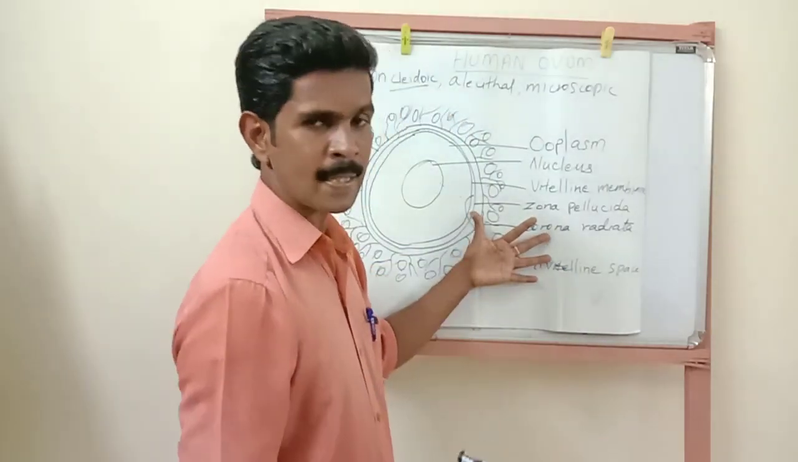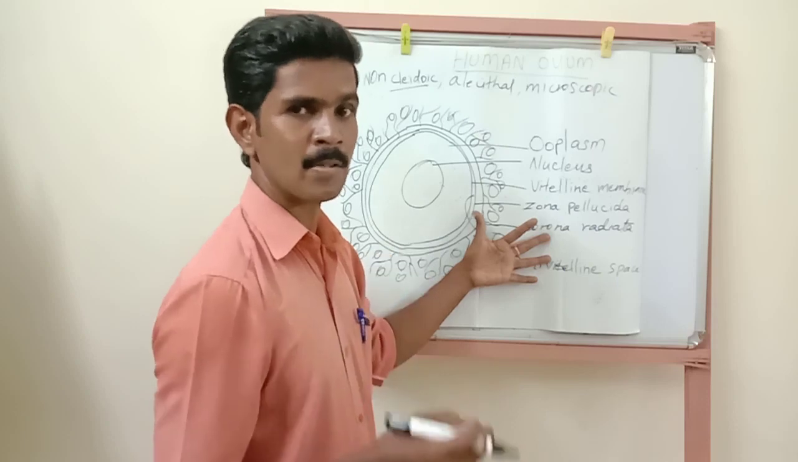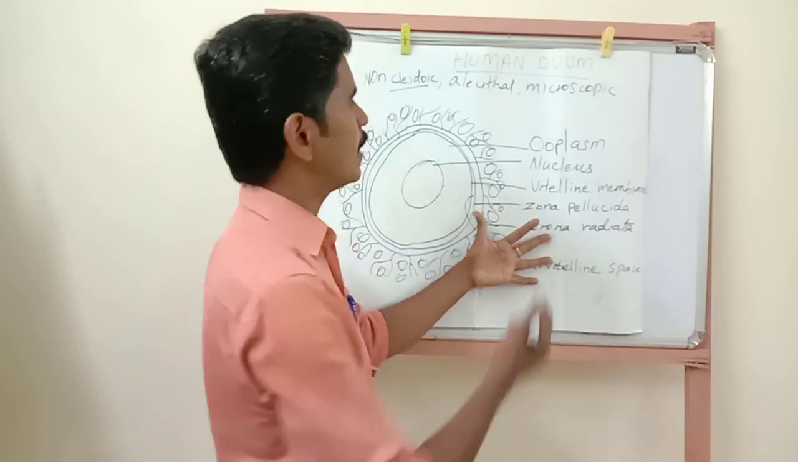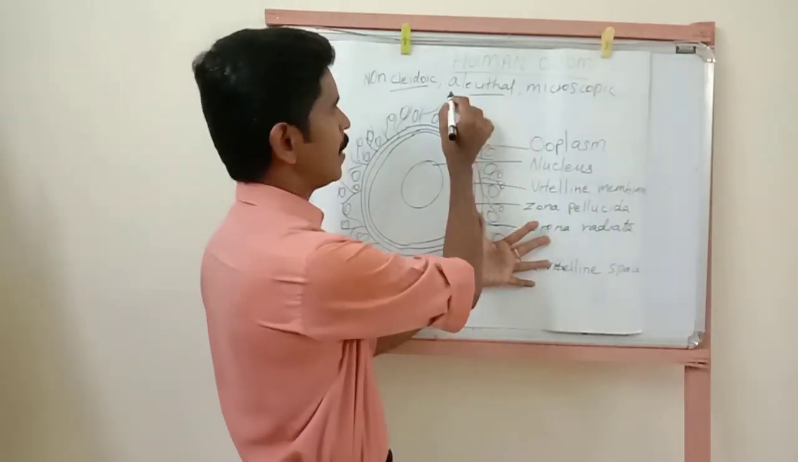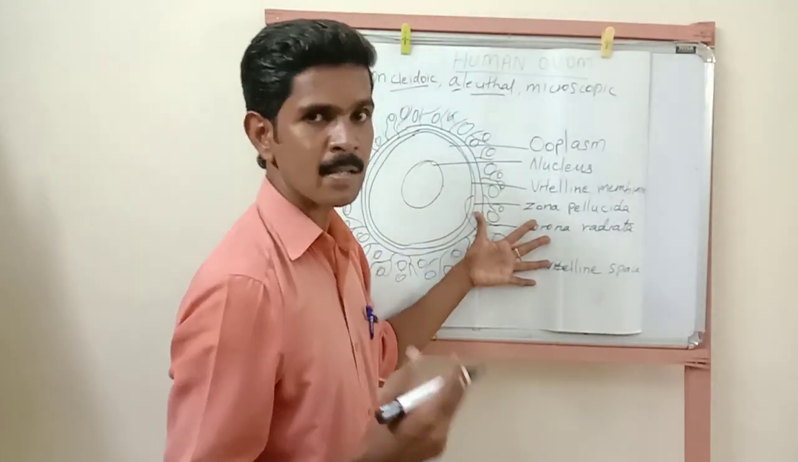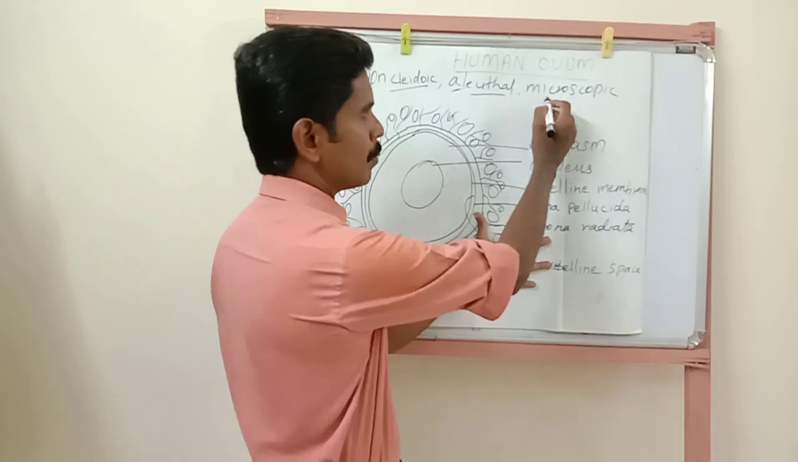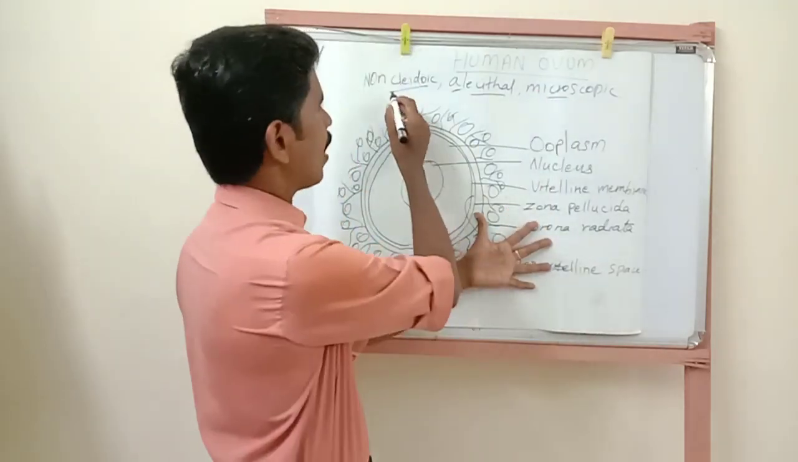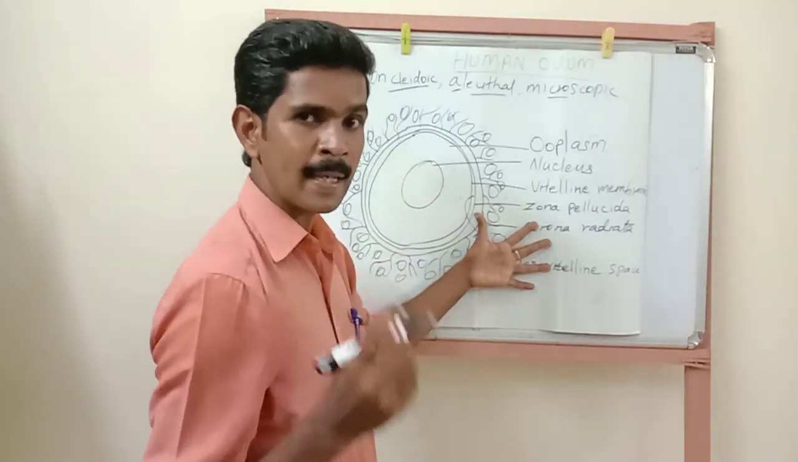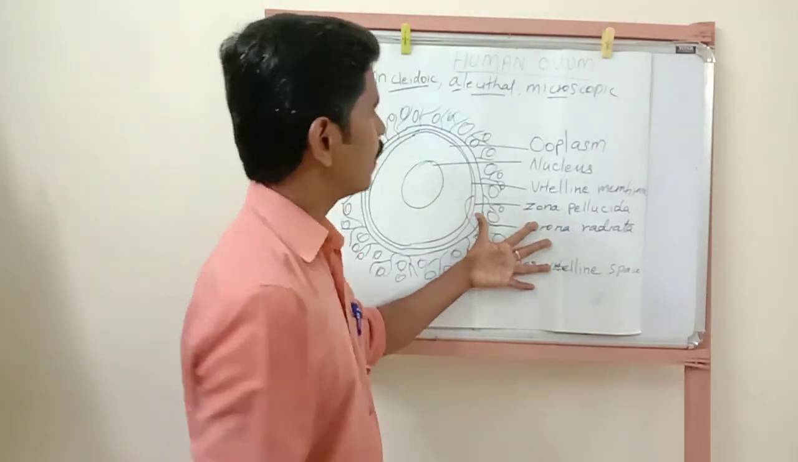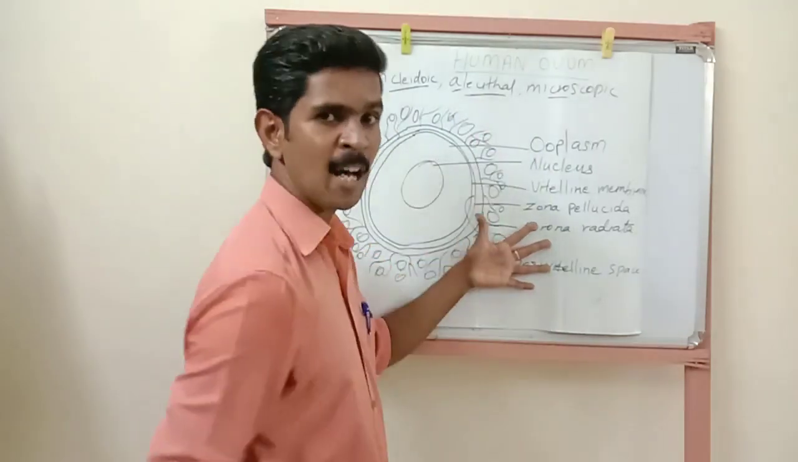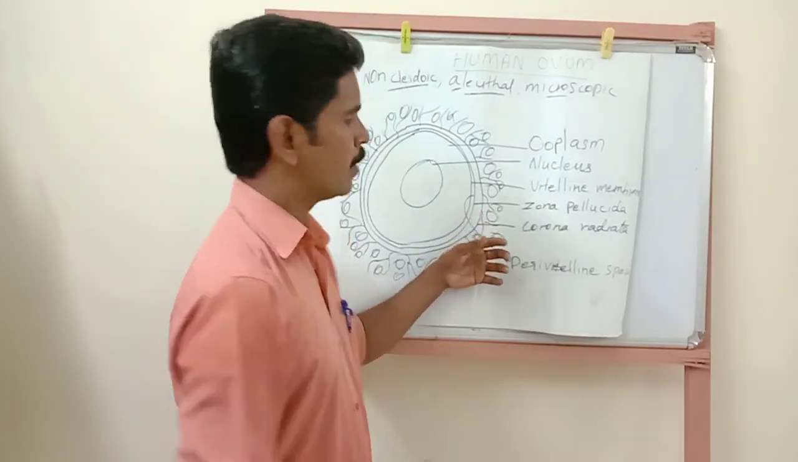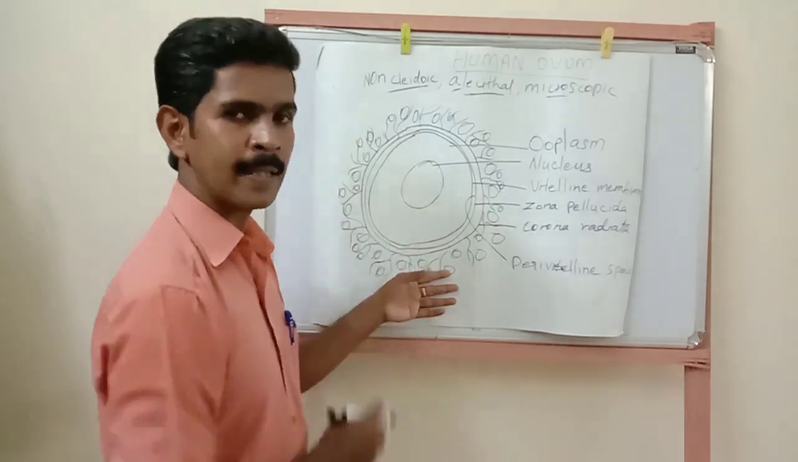Then in a normal egg cell, one yellow part is there, called the yolk region. But in the human egg cell, this yolk is absent. So absence of yolk. Microscopic means only through the microscope can we see the egg cell. And it's non-cleidoic, meaning the egg is not covered with a shell. Then alecithal, meaning absence of yolk or absence of the yellow portion. This is the structure of the human egg.